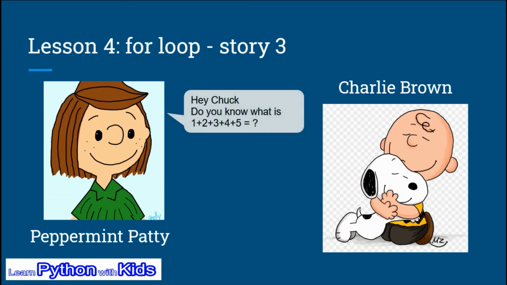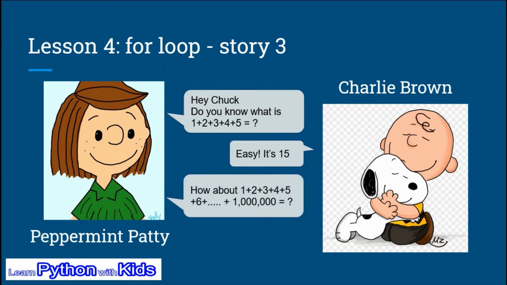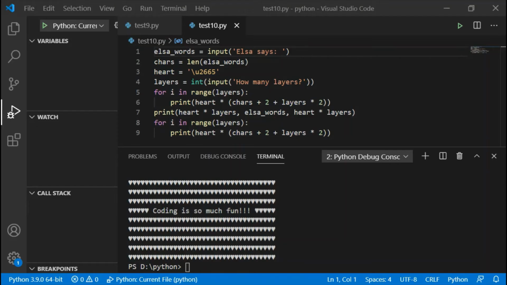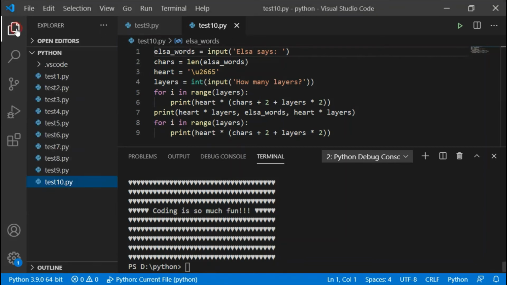Hey Chuck, do you know what is the result of 1 plus 2 plus 3 plus 4 plus 5? Easy, it's 15. How about 1 plus 2 plus 3 plus 4 plus 5 plus 6 plus all the way to 1 million? Let's help Charlie Brown to solve this problem. Let's create a new file.